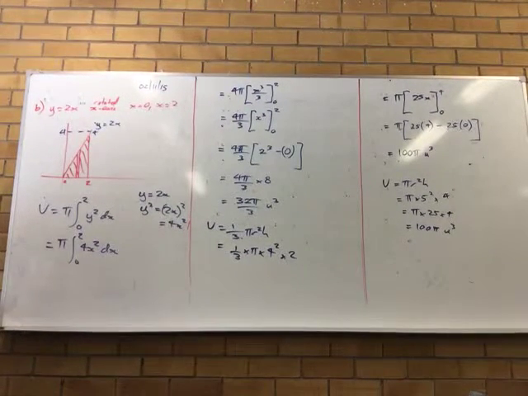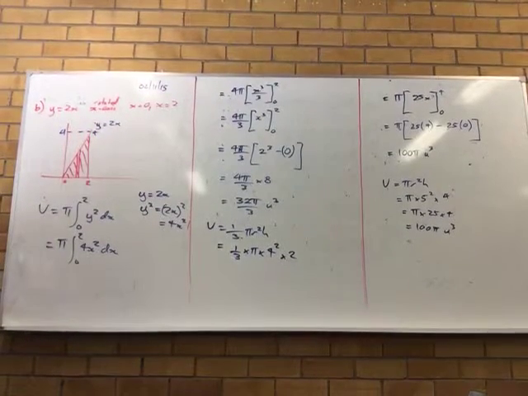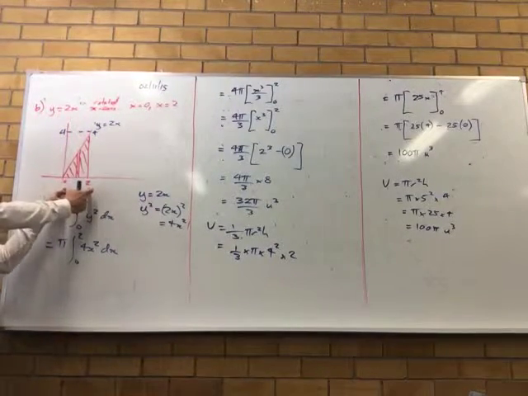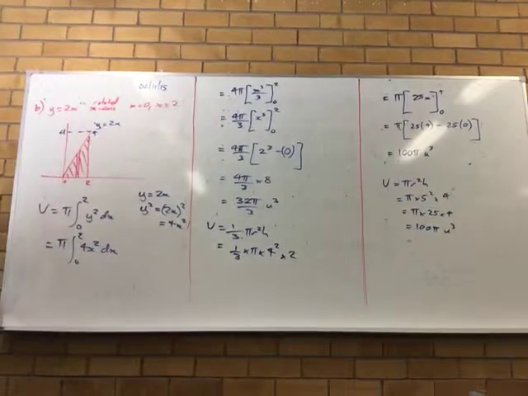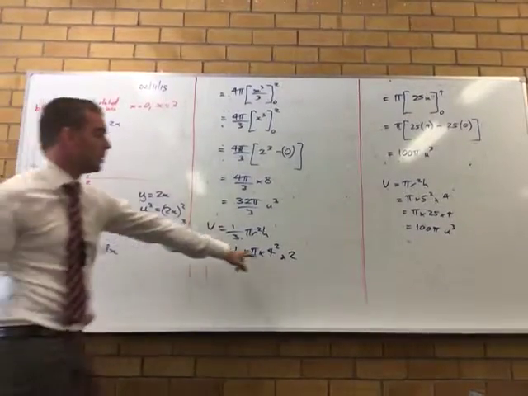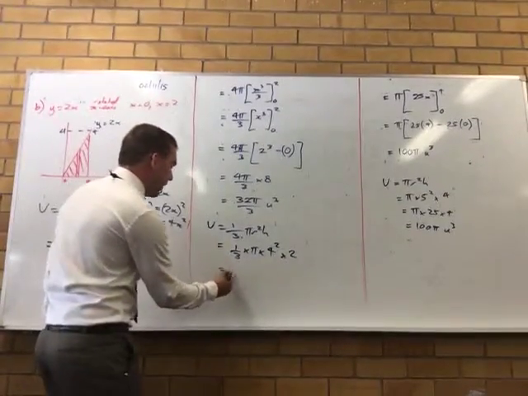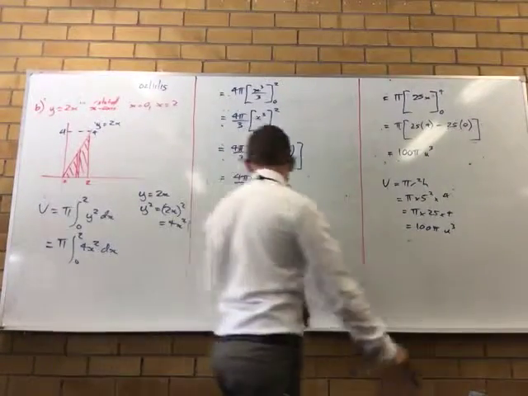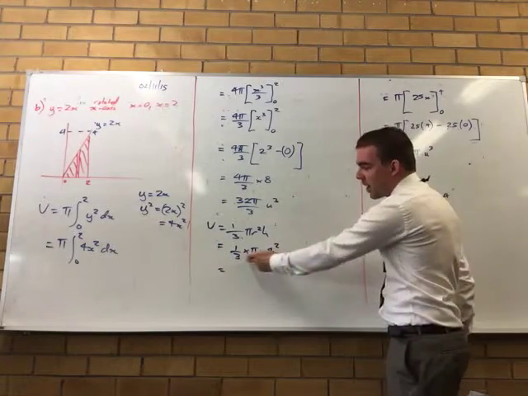Why is it 4? Because this is y equals 2x. And at 2 it's going to be 2 times 2. Yep, for the radius. And the perpendicular height from 0 to 2 is 2. Okay, apologies for that. So what is 4 squared? 16 times 2, 32 pi all over 3.